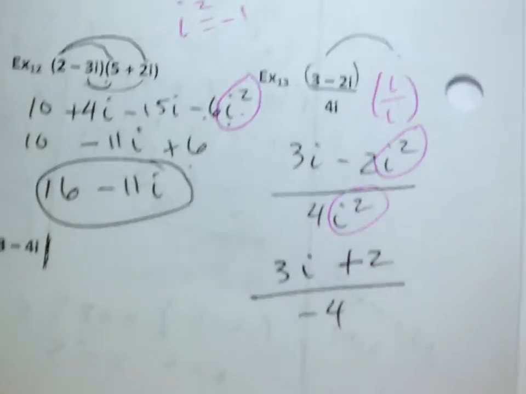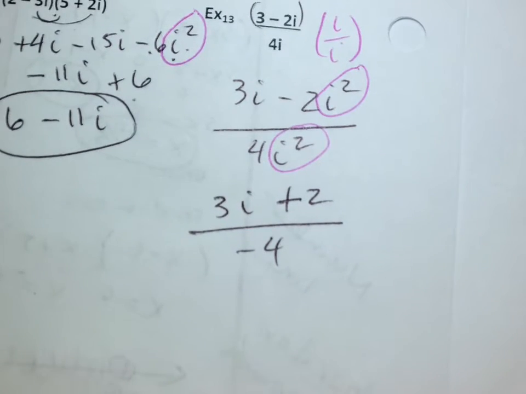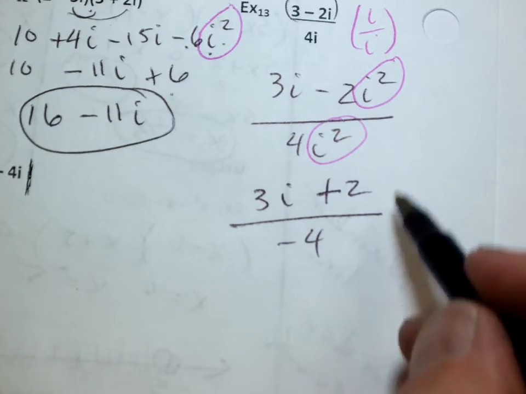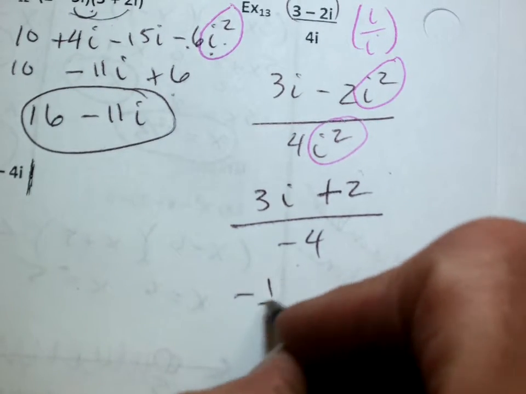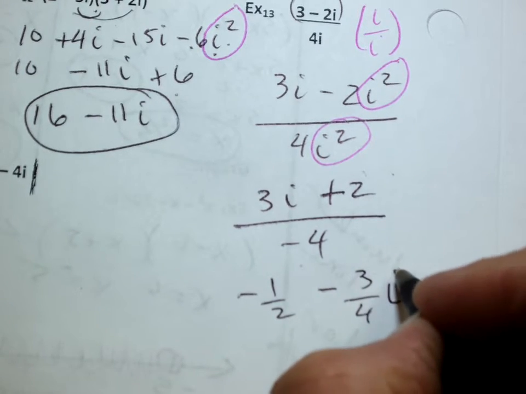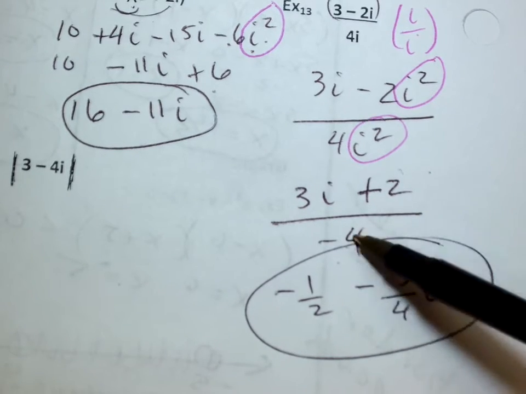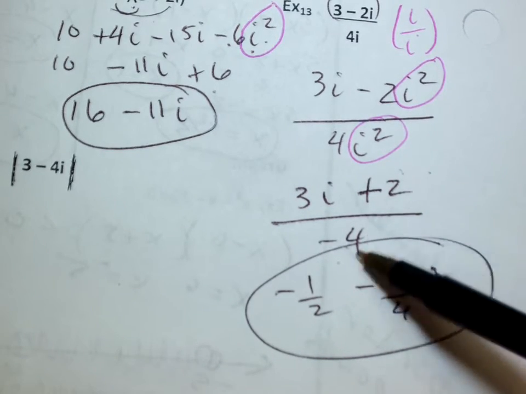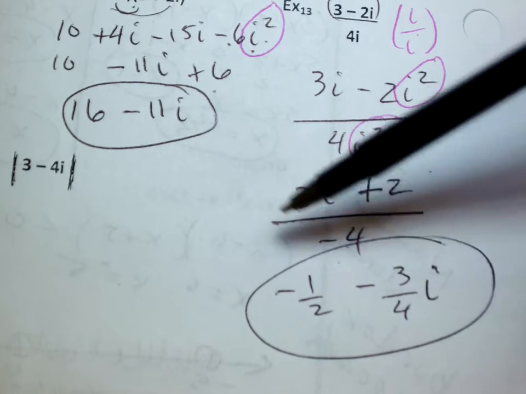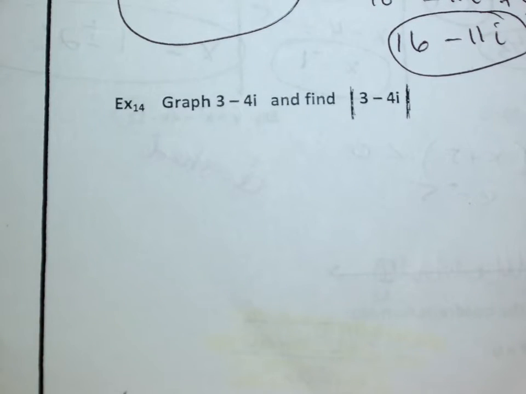Slide it up so you can see it. And then the last thing I'm going to do is make this a negative 1/2 minus 3/4 i. Here's my negative 1/2, that's 2/4, and here's my negative 3/4 i. Last but not least, we're going to graph, and then we're going to find the absolute value.